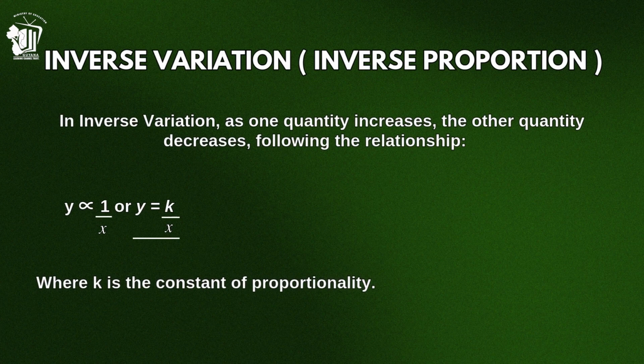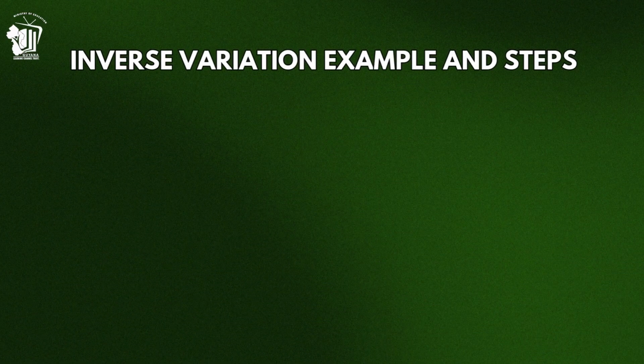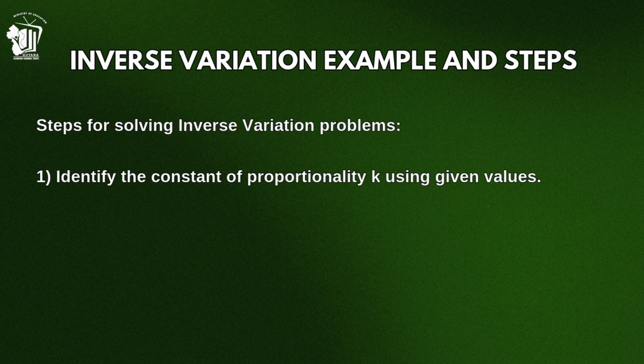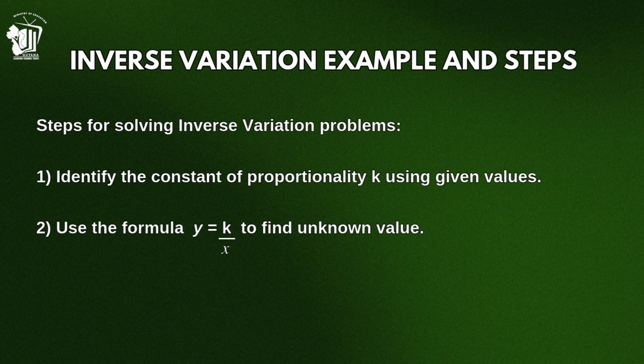So k, once again, is a constant of proportionality. So just like with direct variation, when we have a question for inverse proportion or inverse variation, we must first find the value for k. You always have to find k first. So let's look at steps in solving inverse variation. So step 1, we identify the constant of proportionality, which is k, using the given values. So just like in direct variation, we use the values that we are given and we solve for k. And then we use the formula to find the unknown values, whatever value they ask you to find.